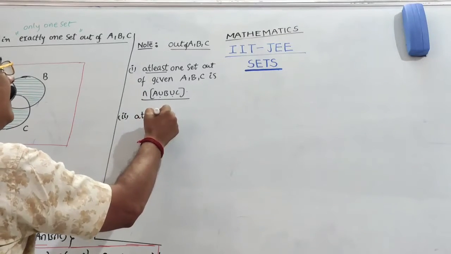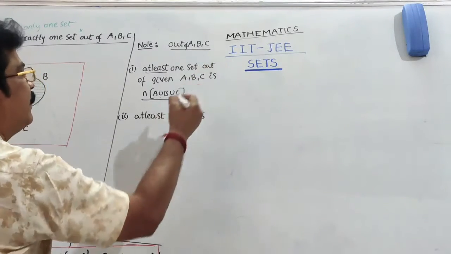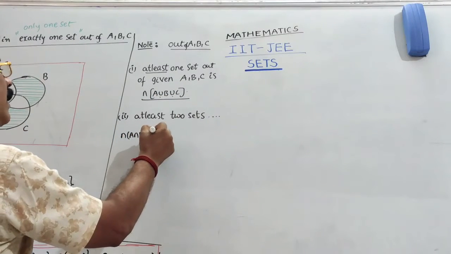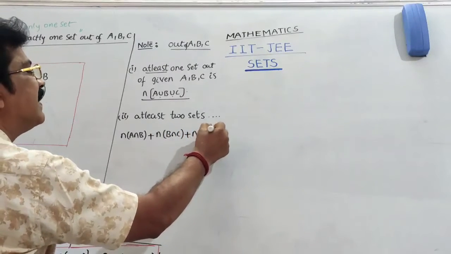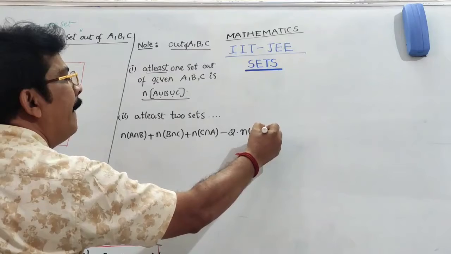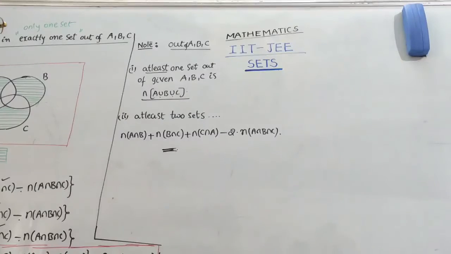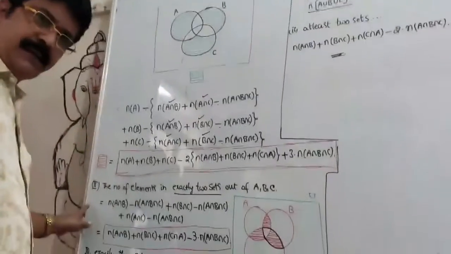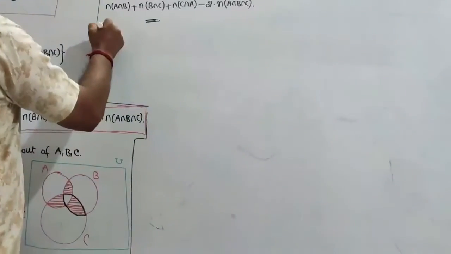Next, number two, at least two sets. At least two sets out of three means n of A intersection B plus n of B intersection C plus n of C intersection A minus 2 times n of A intersection B intersection C. Over. Later we discuss its application. For doing the application, let us consider once again exactly two sets.